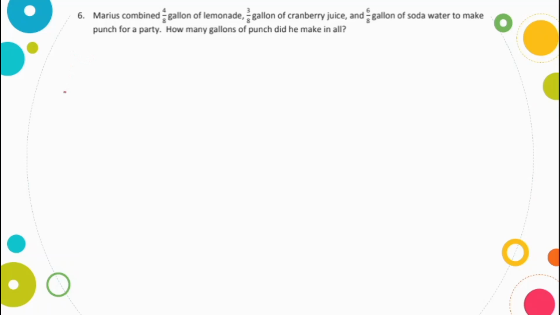So it says Marius combined 4/8 of a gallon, and if he's combining it, that means he's doing what math operation? Hopefully you said addition. So he's adding 3/8 of cranberry juice and 6/8 gallon of soda water, making a punch for a party. How many gallons did he make in all? So we want to know the total. Alright, so let's go ahead and add this.